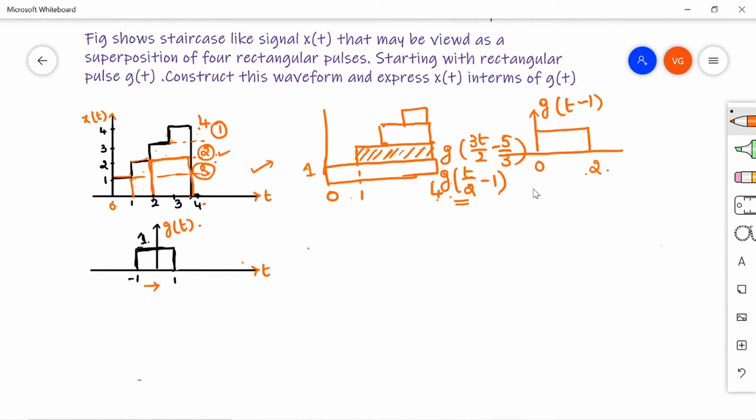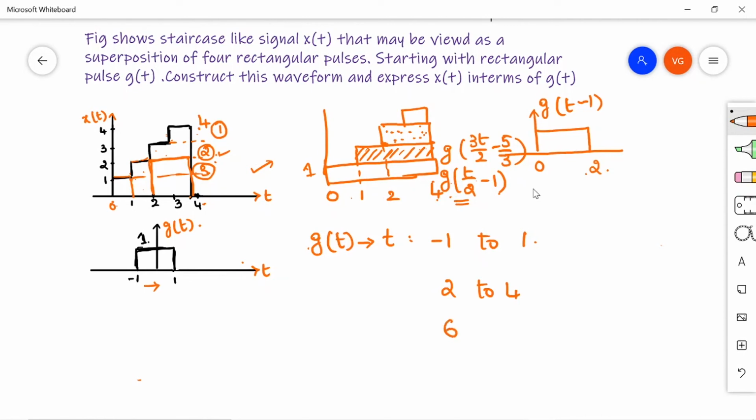This is my layer 3 here. See, this is 2 to 4. Now, we will do this. So, this is my g of t. If g of t has the range from minus 1 to 1, now I need the signal range from 2 to 4. Again, calculate the upper and lower limits.